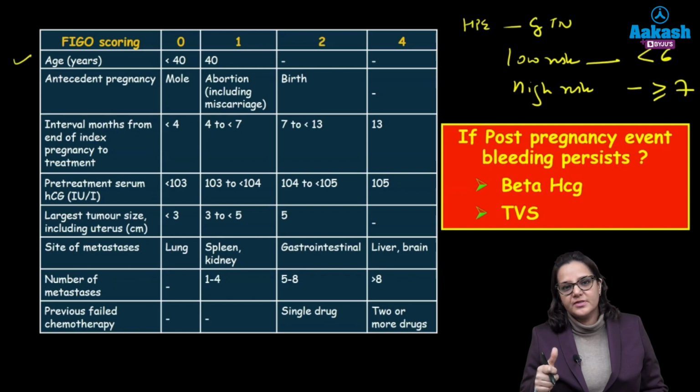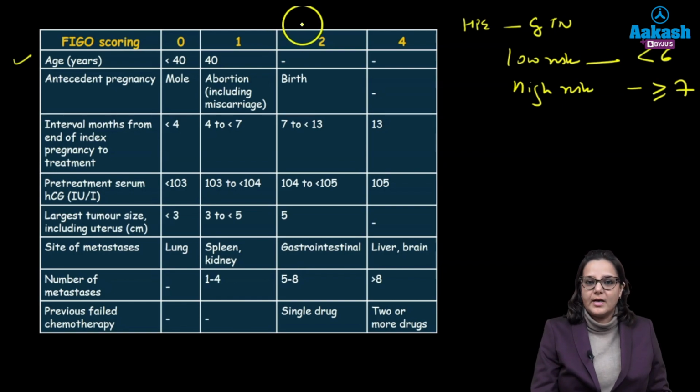So, if after any pregnancy event the patient continues to bleed, what do we do? We offer a transvaginal scan. First of all, the most common condition after any abortion is that there can be a retained product. Okay, just in case there is no retained product, we go for a beta HCG. If the beta HCG levels come out to be higher, okay, then we detect that it can be a case of gestational trophoblastic neoplasia. So if it was a live birth and now it has been diagnosed as a GTN, then the risk is much higher.